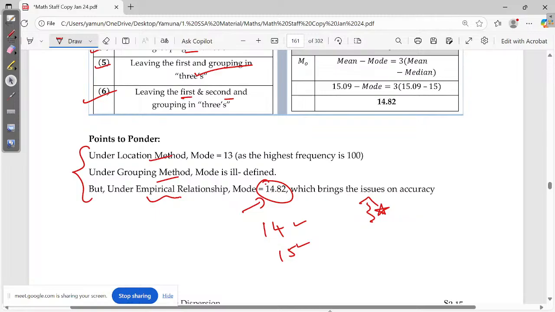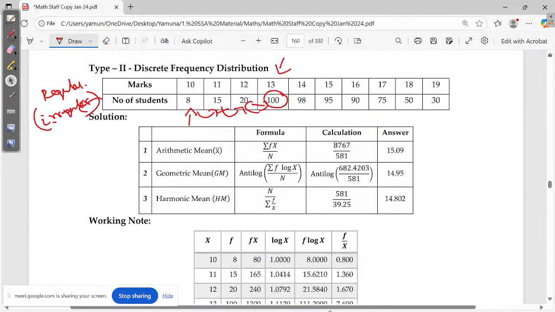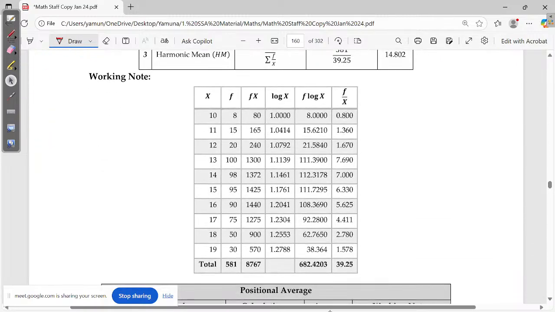You get my point? Actually, from this table, can you tell me where is 14.82? 14 is there, 15 is there, 14.8 is not there. So it's bringing an accuracy issue. See, each and every method will have a drawback. Okay. So that's about mode.